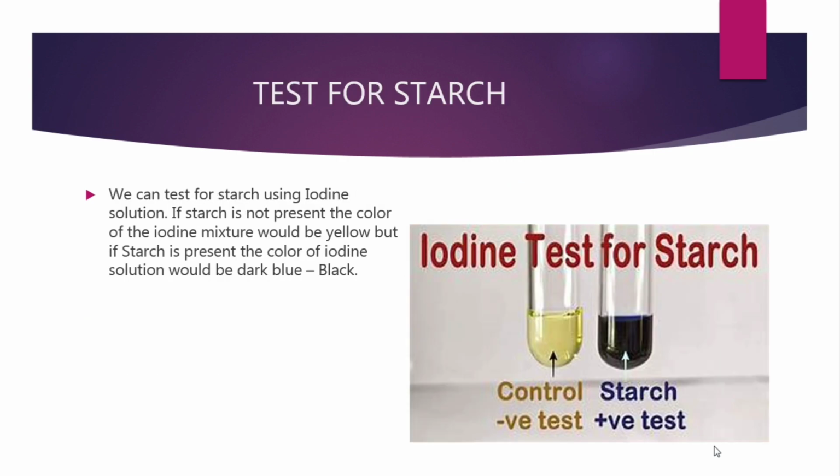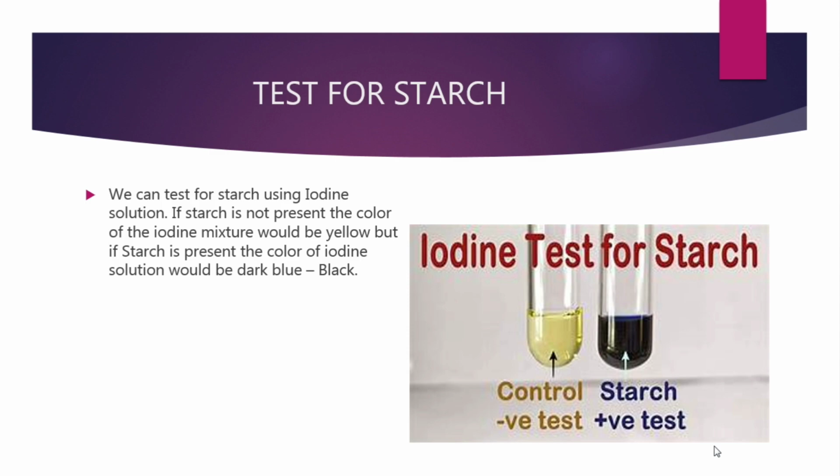So first of all, there are tests for food substances. The first test is the test for starch. We can test for starch using iodine solution. If starch is not present, the color of the iodine mixture would be yellow. But if starch is present, the color of the iodine solution would be dark blue or black.